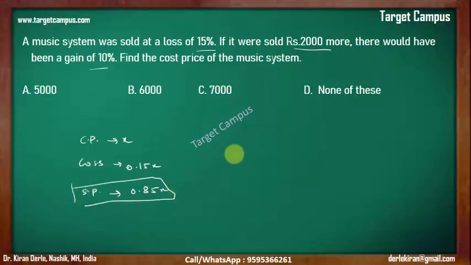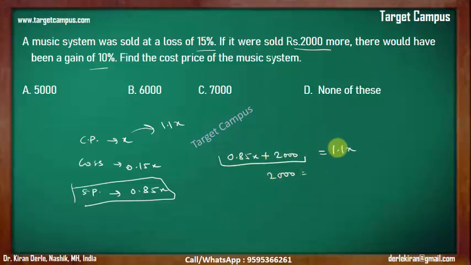Now if it were sold for 2000 rupees more, that means if this was the actual selling price, if it would have been sold for 2000 rupees more, there would have been a gain of 10% on this. So what would have been the selling price? 1.1x, right? So this is also selling price, which is equal to 1.1x. Pause this video and try to understand this logic, guys. So this becomes just calculation now.